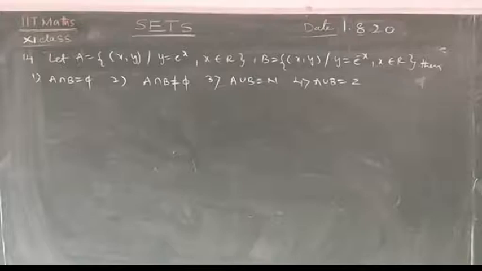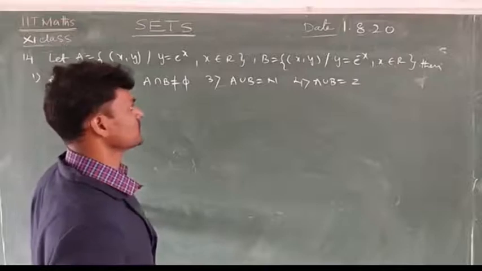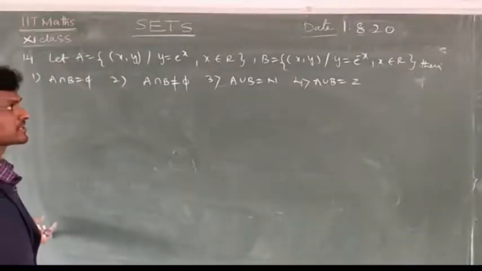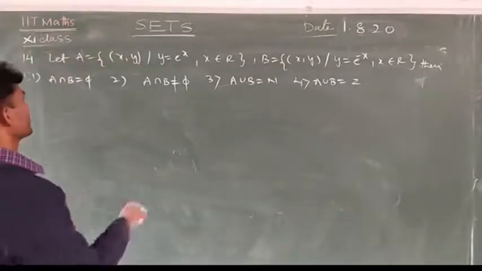Next, 14th problem. Let A be the set of ordered pairs (x, y) such that y is equal to e to the power x and x belongs to R. B is the set of ordered pairs (x, y) such that y is equal to e to the power minus x and x belongs to R. Then which option is correct? We have to check here.